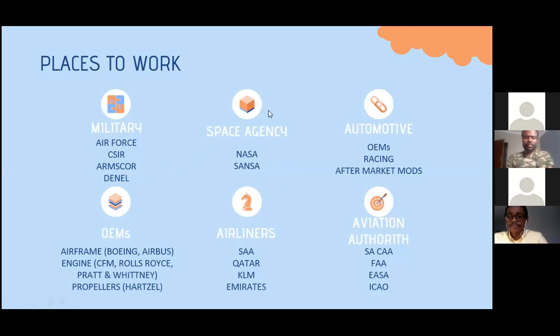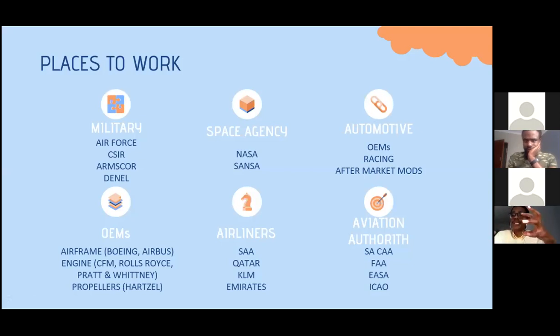Then you have your automotive industries. In the automotive industries, you can work for the OEMs. So you can still study aeronautical engineering, you can still focus on aviation, but you find yourself working with cars. By automotive, I mean vehicles and cars, and by OEMs, I mean original equipment manufacturers.